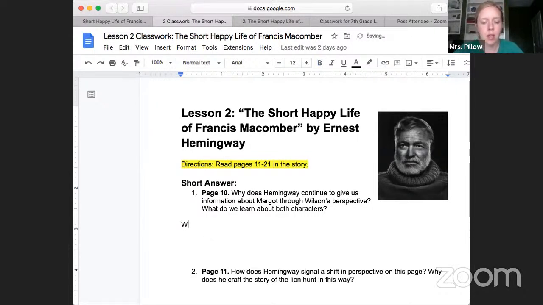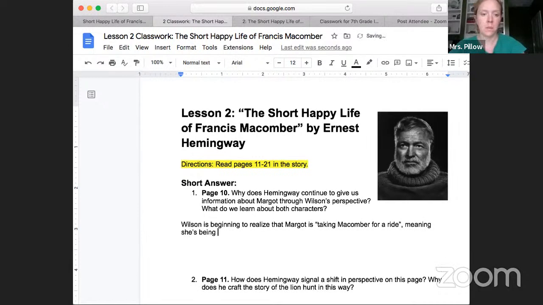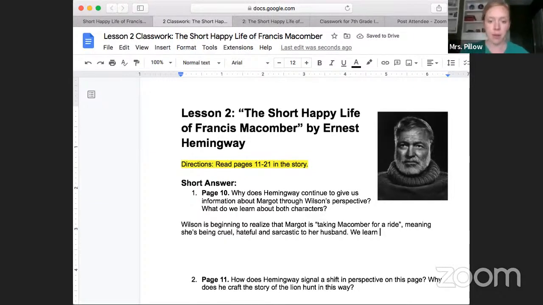So we're learning that Wilson is beginning to realize that Margot is taking McCumber for a ride, meaning she's being cruel, hateful, and sarcastic to her husband. So what do we learn about Margot? We learn what about Margot and how she really feels about McCumber.